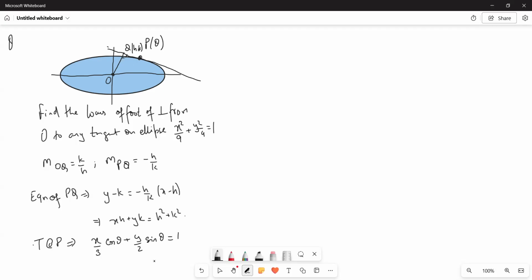Is that okay with this? Suppose this is equation 1, this is equation 2. Now, can we say that equations 1 and 2 represent the same straight line? One is the equation of PQ, 2 is also the equation of PQ.